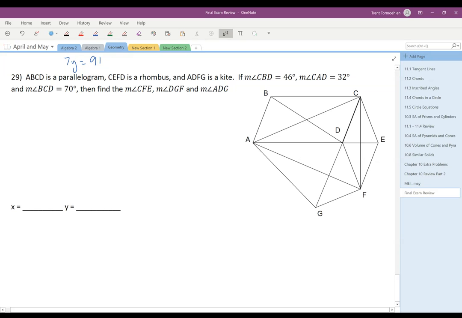You've got 3 different shapes here: parallelogram, rhombus, and a kite. And we're going to have to remember the different properties of each of these. So we'll start with the parallelogram. We're given that CBD is 46 degrees.